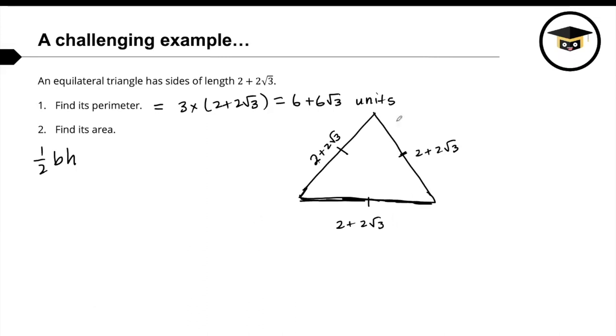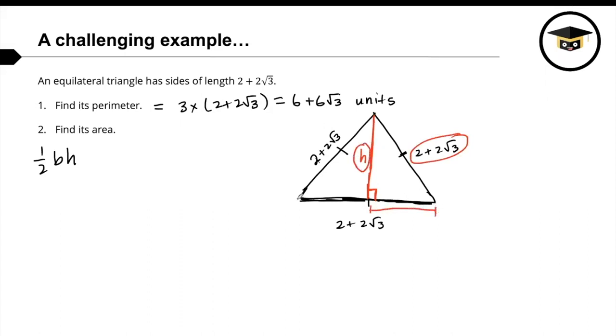And to find the perpendicular height, we need to draw a perpendicular straight down from the other vertex and figure out what this is. Now, to figure out this, hopefully you can see we have to use Pythagoras. We know the hypotenuse. We're trying to find h. Do we know what this side is?